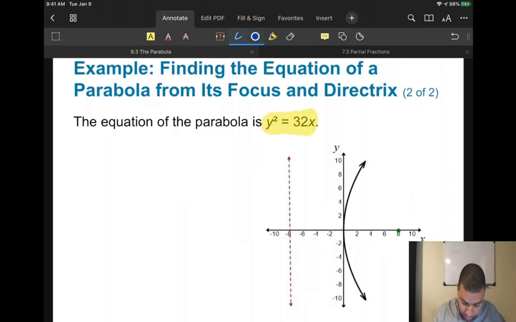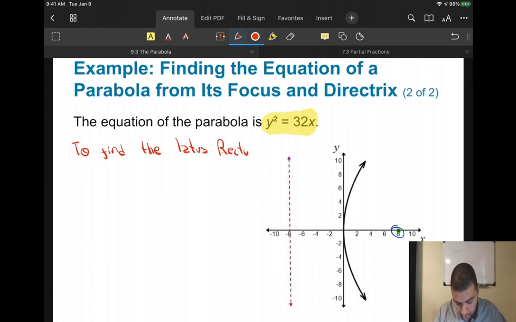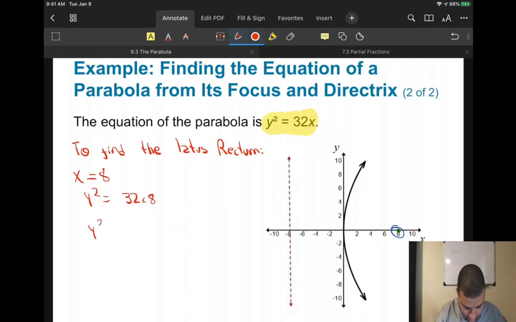If I wanted to find the latus rectum of this thing, I look at the focus. So let me do it in red this time. I plug in x equals 8 into my equation. So what's that? 32 times 8.